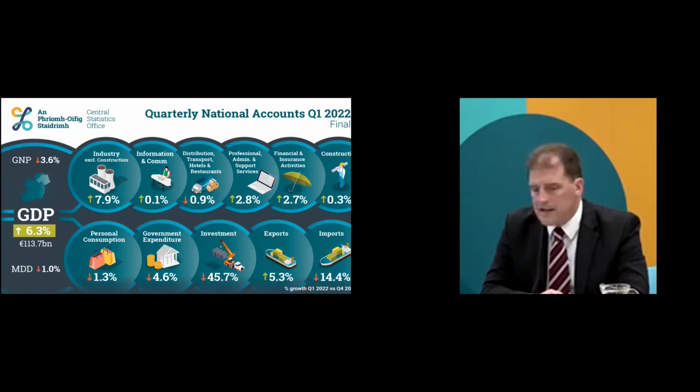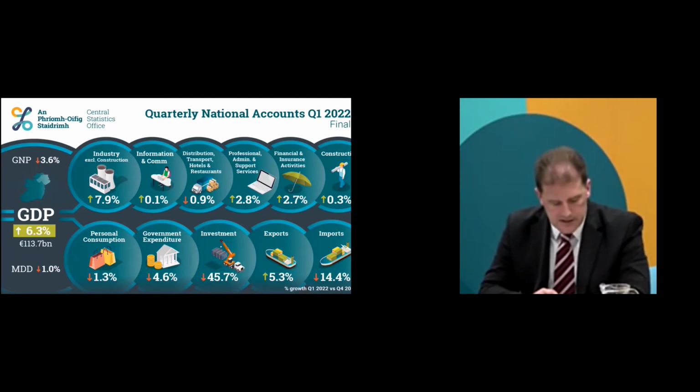But I guess the key takeaway for most people is that modified domestic demand on the bottom left of the infographic is unchanged at minus 1%. So lots of revisions to the M&E data, but the domestic data is largely unchanged with MDD at minus 1%.